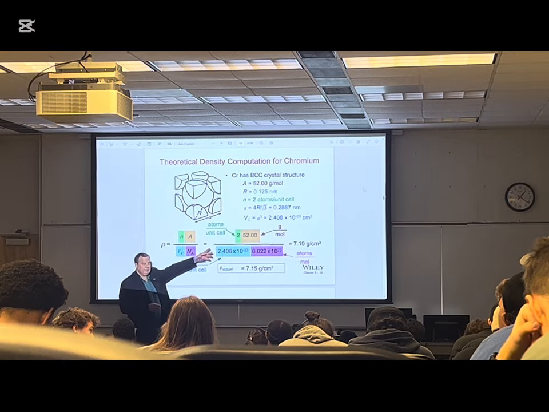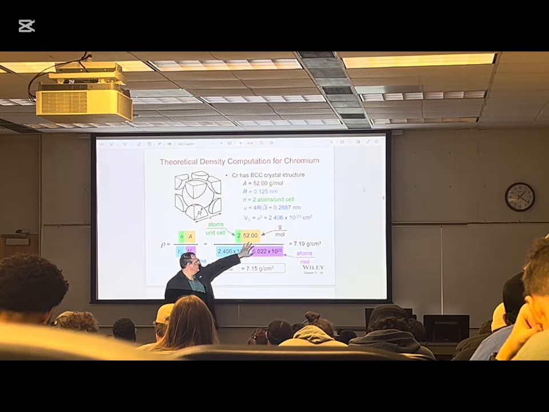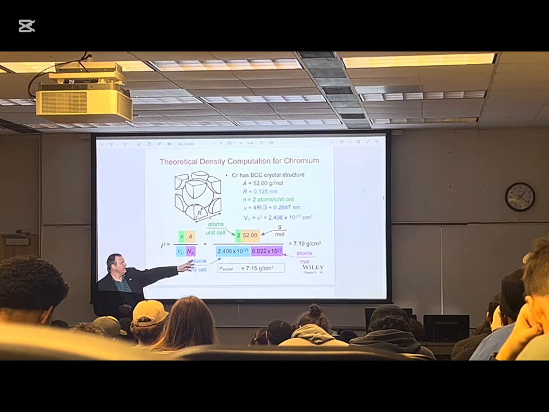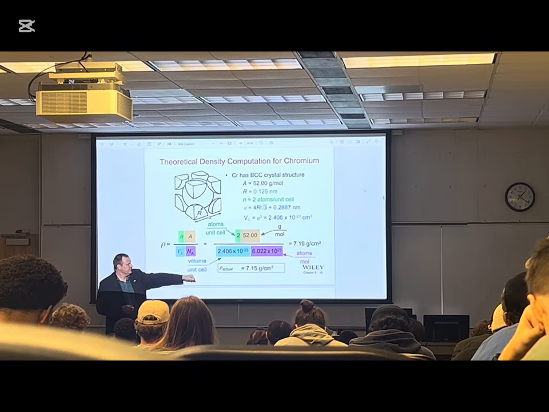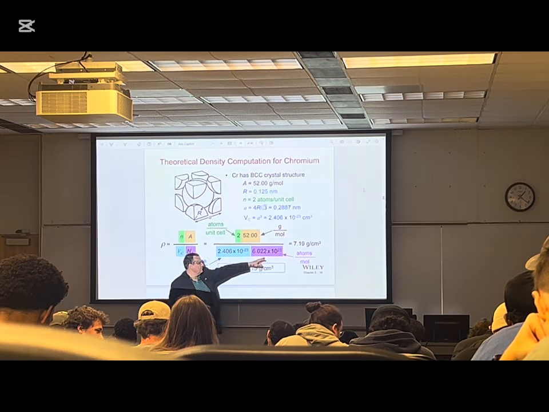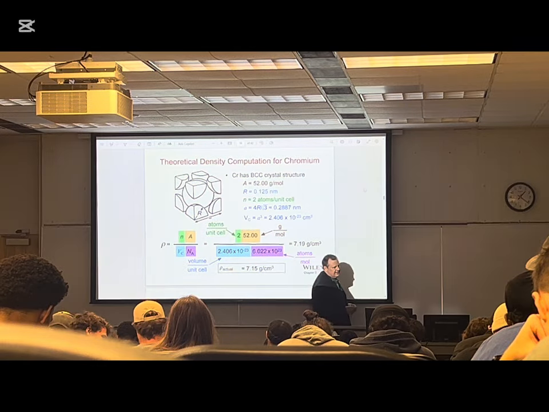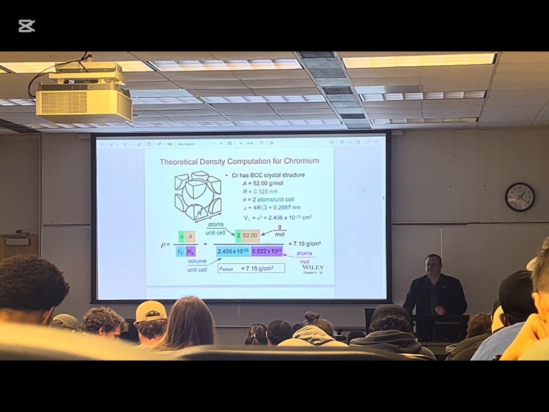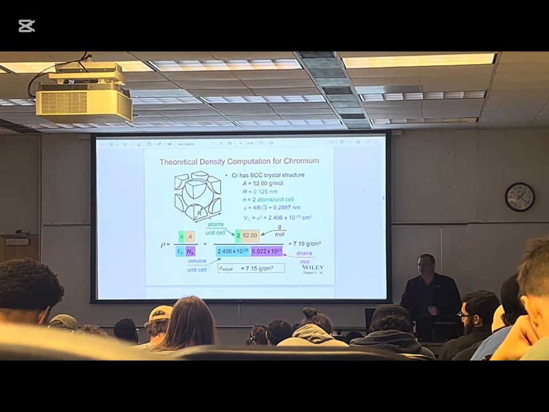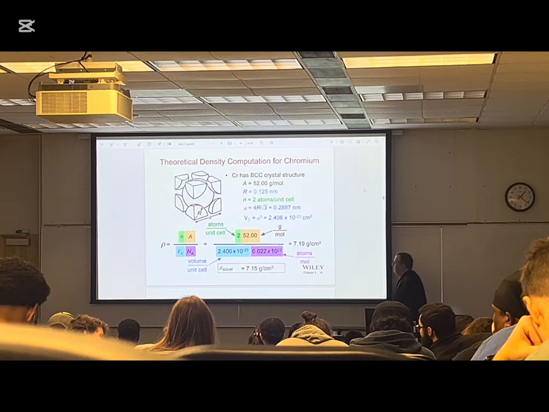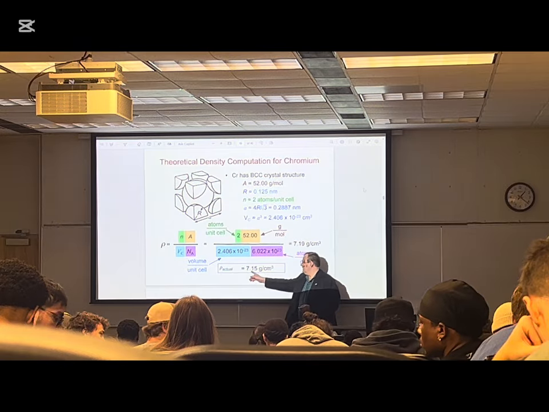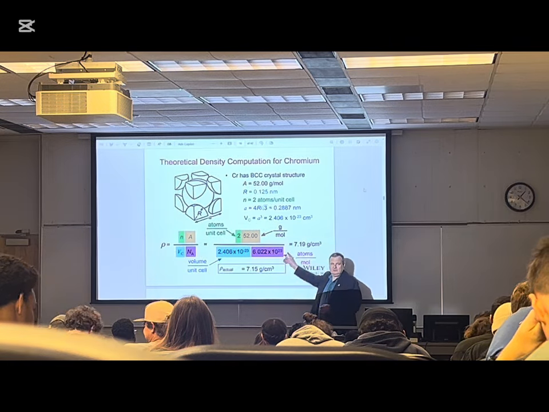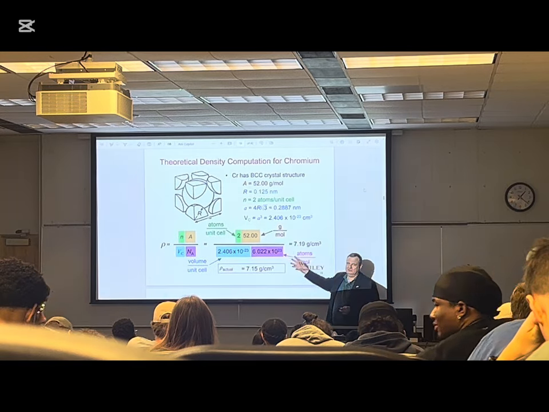So we have 2 atoms per unit cell times 52 grams per mole divided by 2.406 times 10 to the negative 23, which is the volume of the unit cell that we just calculated, divided by the Avogadro's number. And we get 7.19 grams per cubic centimeter. The real true density of chromium is 7.15. How close is that? It's pretty close.